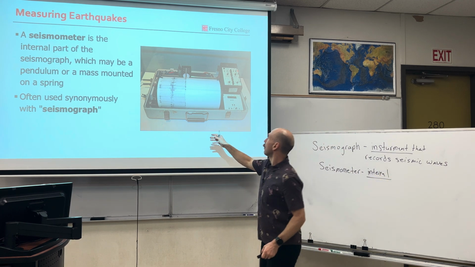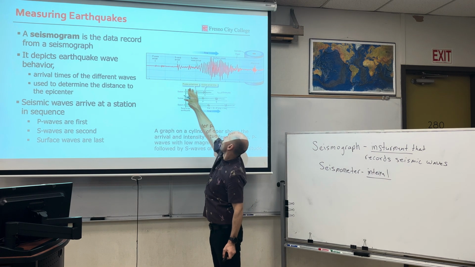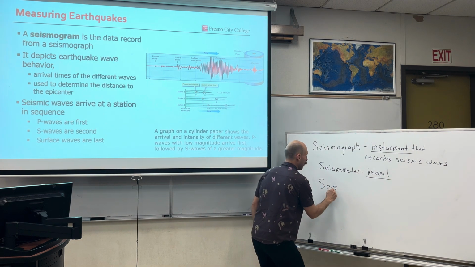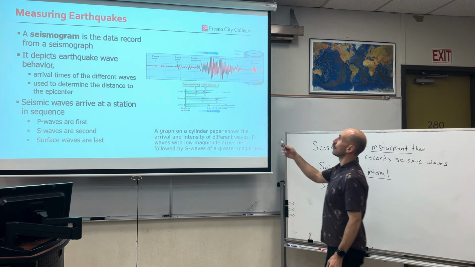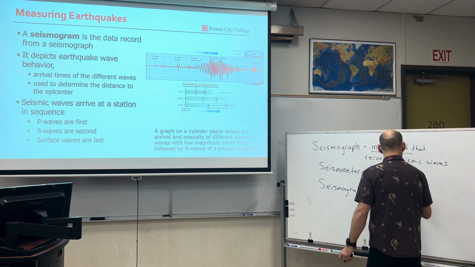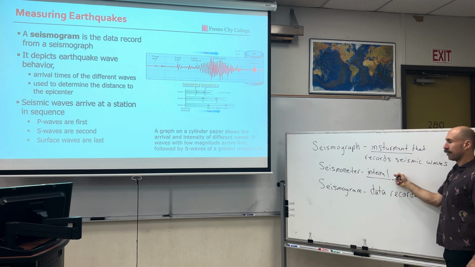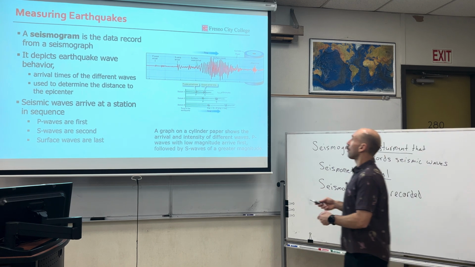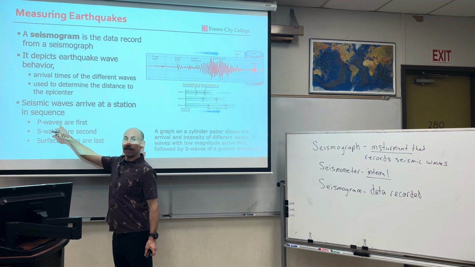So we've got the instrument recording seismic waves. And the recording that is offered is called a seismogram. Are we picking up a trend here? So the seismogram is going to be the data that is recorded. Seismograph, instrument, seismogram, seismometer, internal part, seismogram, data recorded. And what it's recording are going to be the arrival times of the P waves and the S waves.